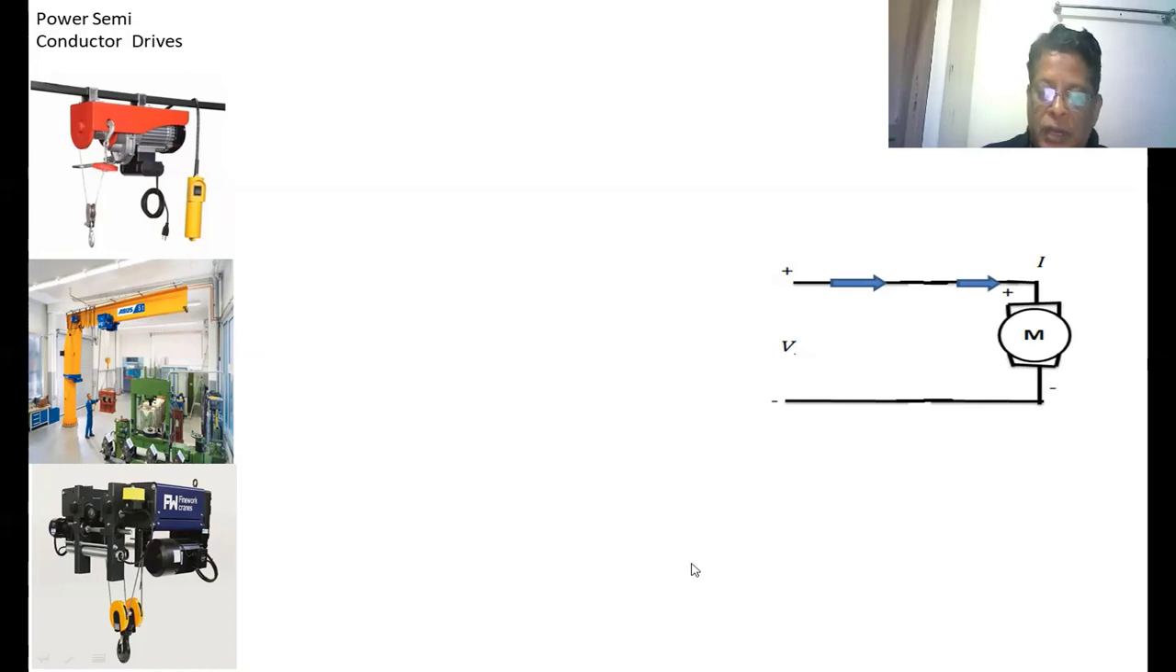This armature we can represent with an RLE load: resistance, inductance, as well as back EMF. Now you apply the KVL in this loop. Sum of the voltage drop across the resistance, inductance, and EB is equal to the applied voltage.